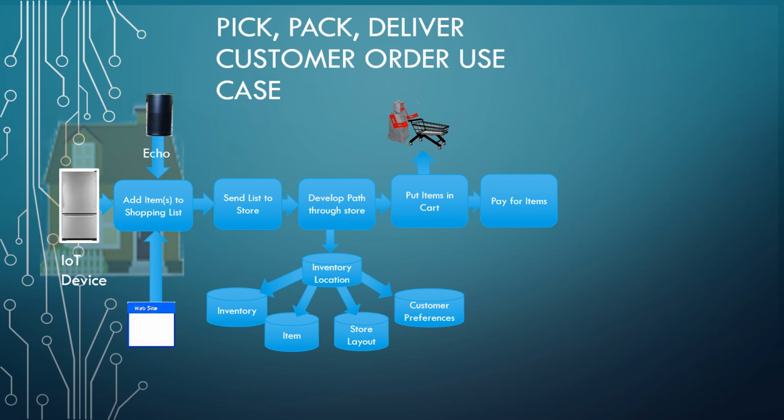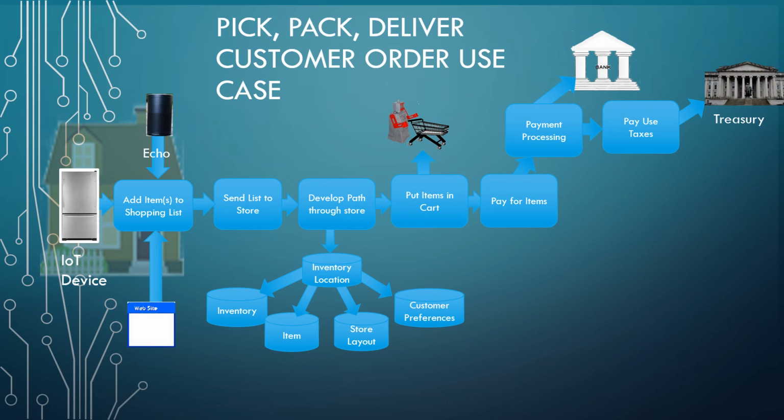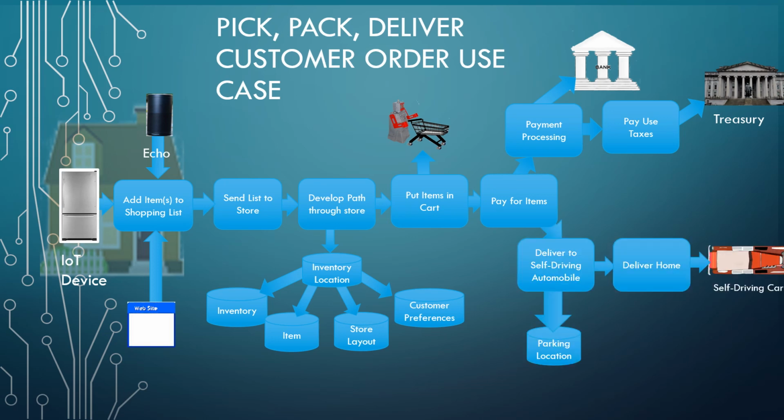Once you've got them all, you move to pay for them, which goes into a payment processing component that goes to the bank to get the authorization to pay for the items based on the customer's credit card purchases or preferences. In addition, you can also directly pay the taxes on it, going right to the Treasury, rather than having to store them in the store and pay for them on a quarterly basis. You can pay for them as each transaction occurs.